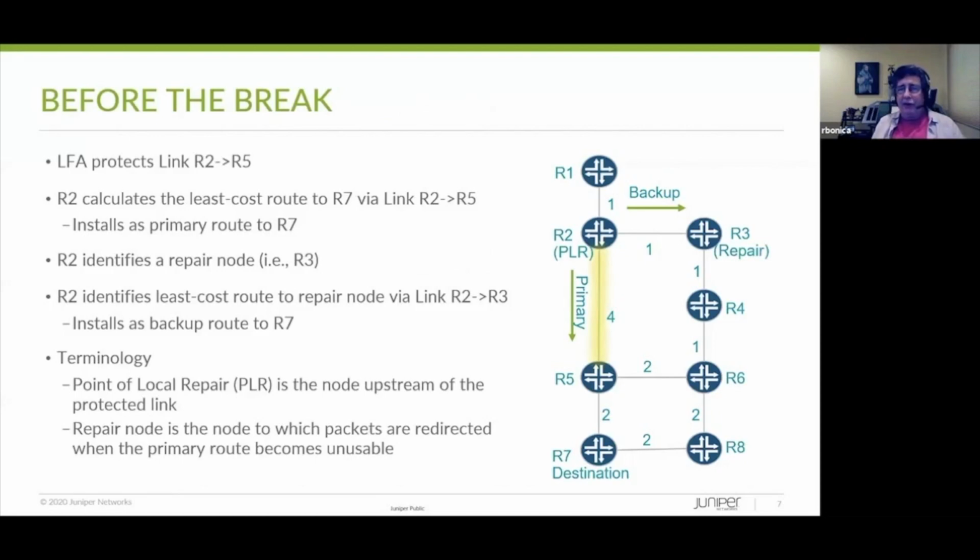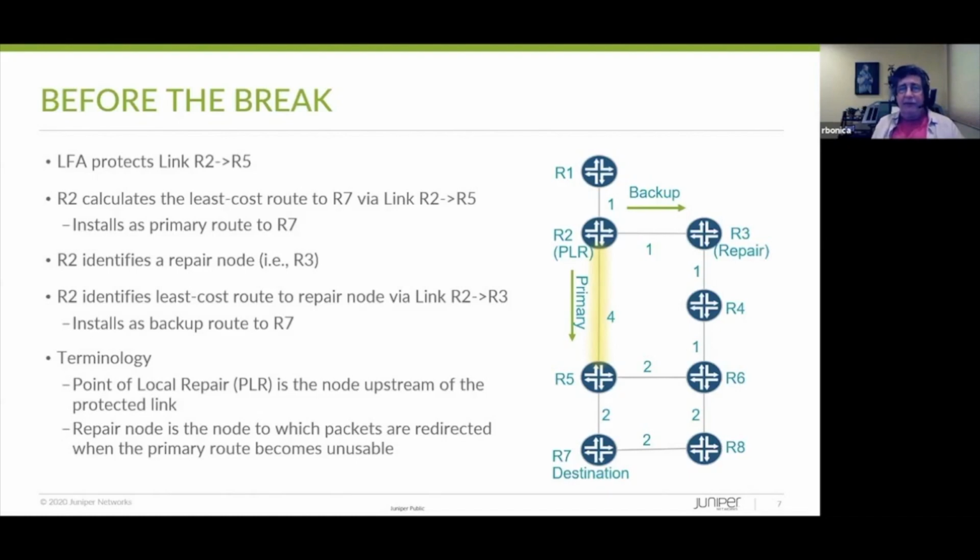In the example topology, R2 calculates its least cost path to R7, and that least cost path traverses the link between R2 and R5. That's the link that's highlighted in yellow. It also identifies a repair node. And in this case, the repair node is R3. So let's say for a moment that R5 fails. If R2 can get traffic destined for R7 to R3, it has a guarantee that R3 has a path to R7, and things will just work.